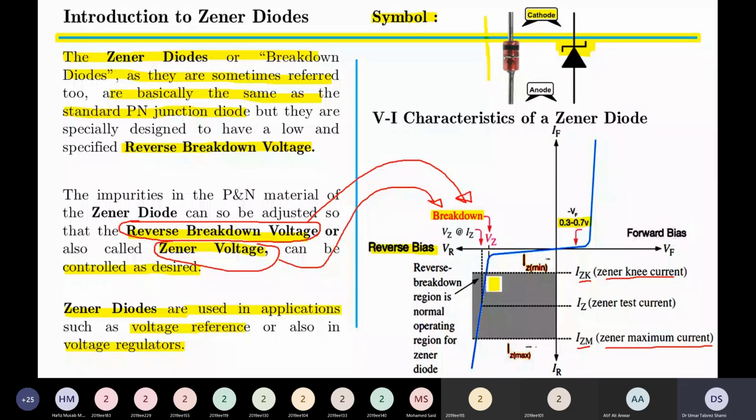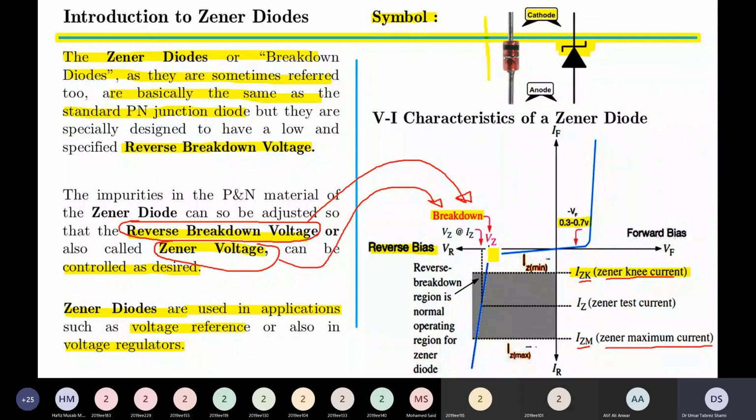And this graph has to be maintained by at least providing a minimum current of IZK available over here. And this is called the Zener knee current. This knee current represents the point where the Zener diode will produce output voltage equal to Vz. And now if we increase the output voltage from the source, the voltage of the Zener diode will be fixed across Vz or very close to Vz. So now we can increase the voltage of the external source, but the voltage of the Zener diode will remain constant and we will get constant output voltage.